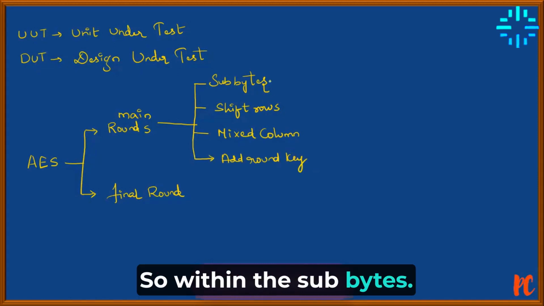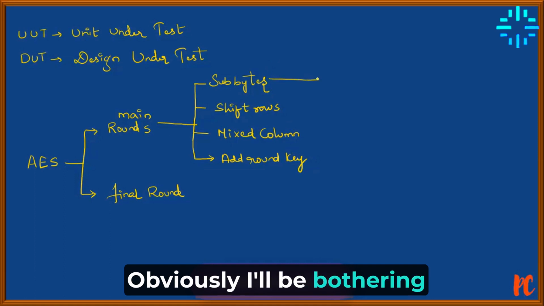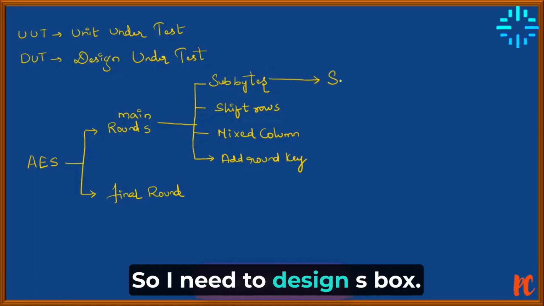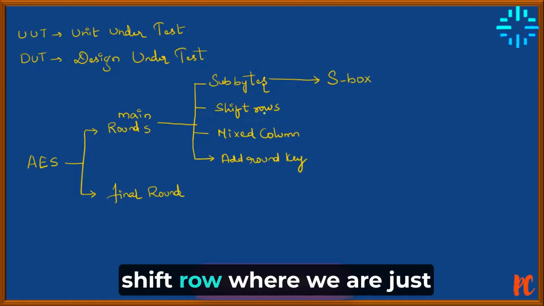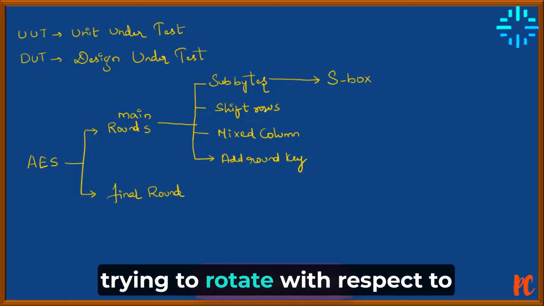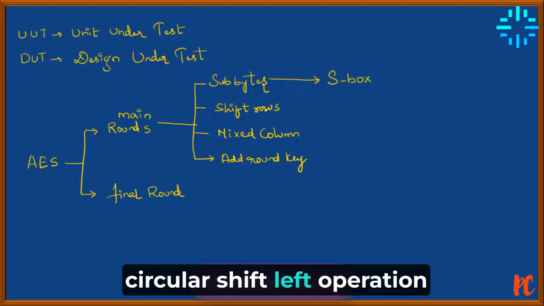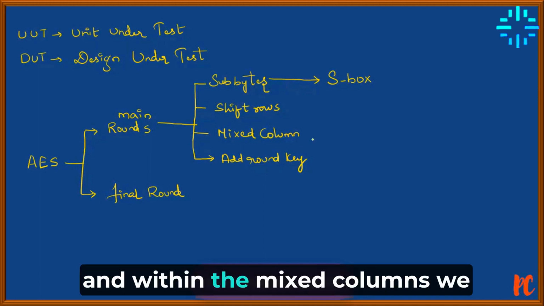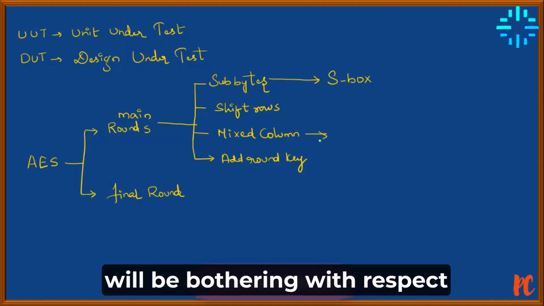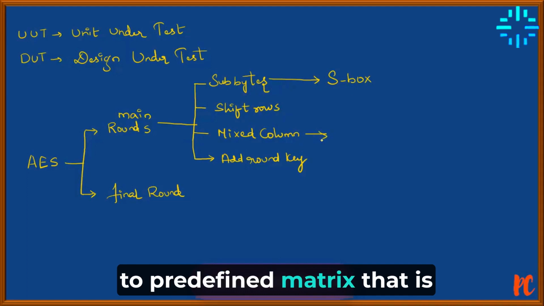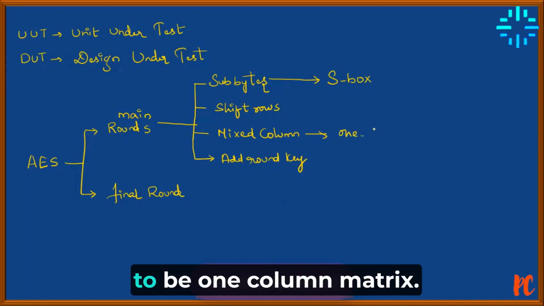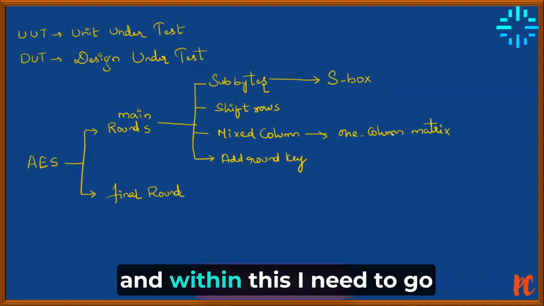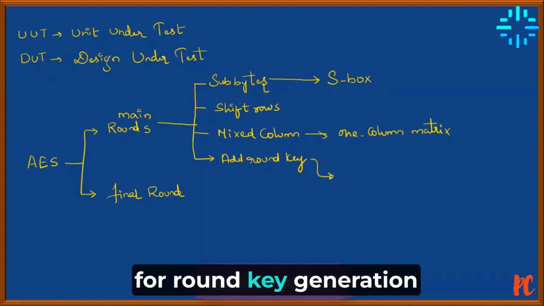So within the SubBytes, obviously I'll be bothering with respect to S-box. So I need to design the S-box. I don't think we'll be making any changes with respect to shift rows, where we are just trying to rotate with respect to circular shift left operation. And within the mix columns, we'll be bothering with respect to a predefined matrix that is going to compute each and every column. So let me name this to be one column matrix. And within this, I need to go for round key generation.